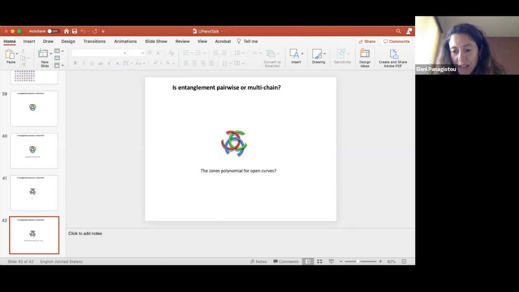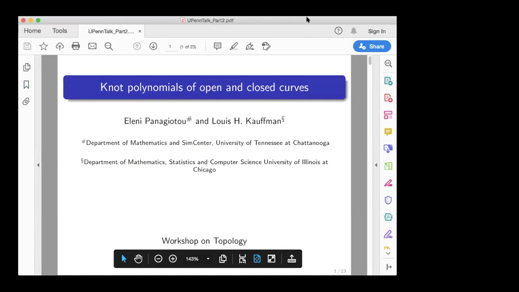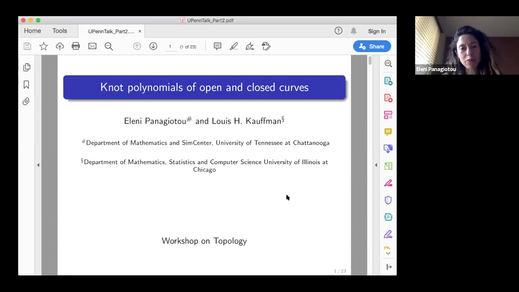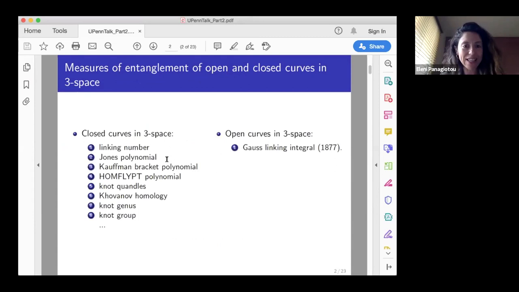Okay. All right, so I will talk about some recent work which allows not only the Jones polynomial, but I think it will allow other invariants, even more sophisticated, to be applied to open curves and eventually to all those physical systems that are our motivation. And just to dramatize here a little bit, to see how many closed curve measures of entanglement there are in knot theory, and what we have so far, the Gauss linking integral, all right?